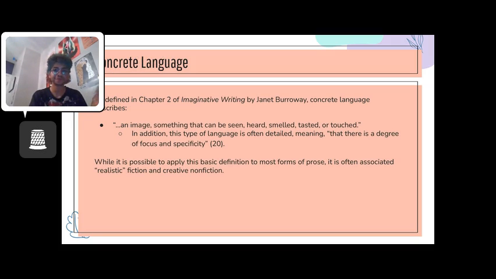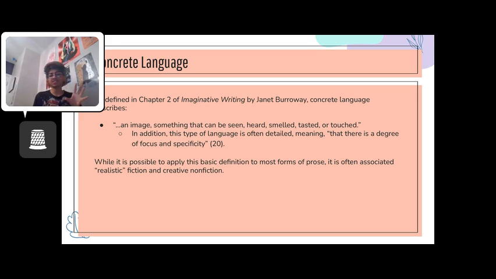So, first, to begin, when I'm talking about concrete language, I am talking about the kind of language that will describe a real thing. As defined in Chapter 2 of Imaginative Writing by Janet Burroway, this is the kind of language that will talk about an image, something that can be seen, heard, smelled, tasted, or touched. And that's me quoting directly from Burroway. And this language is often detailed, meaning that there is a degree of focus and specificity.